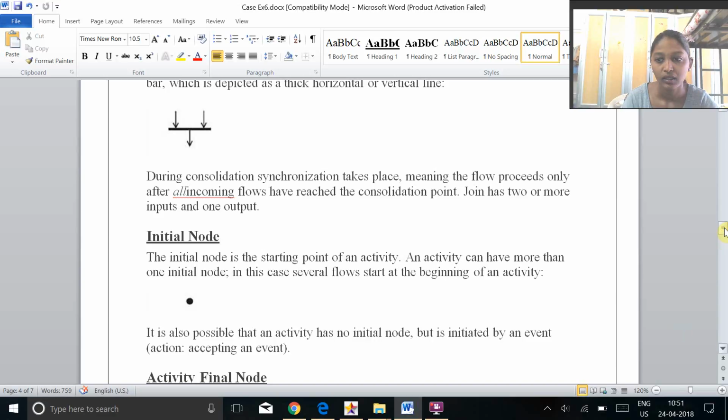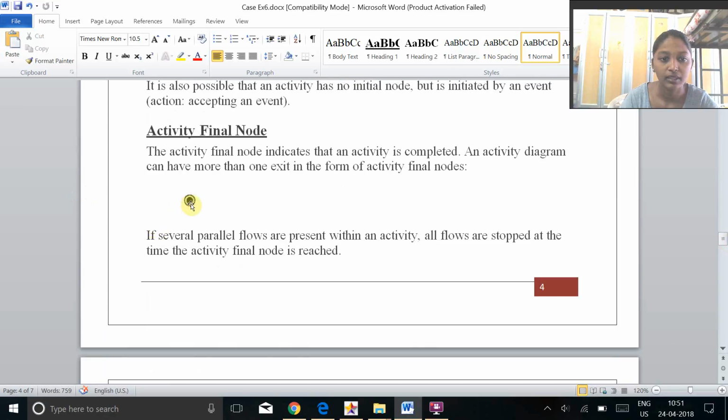And next is the final node, that is a small circle inside of a big circle. The activity final indicates that an activity is completed. An activity diagram can have more than one exit in the form of activity final nodes. If several parallel flows are represented within an activity, all flows are stopped at the time the activity final node is reached.